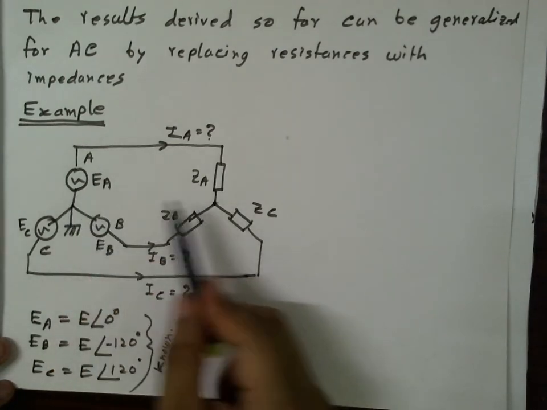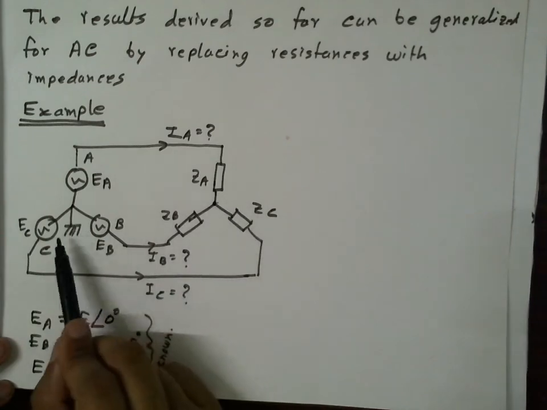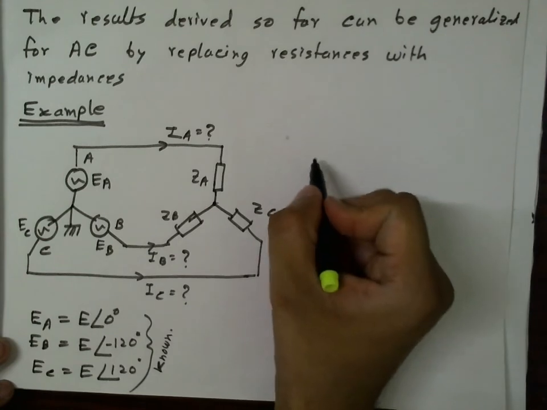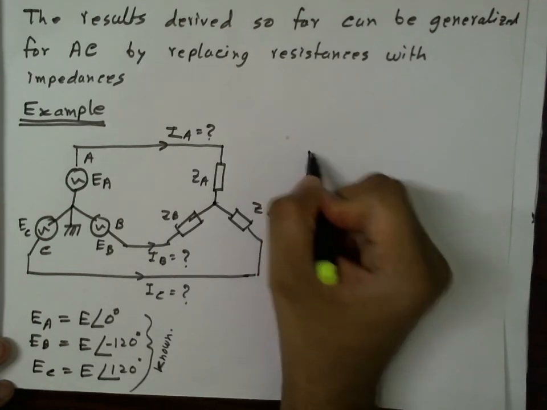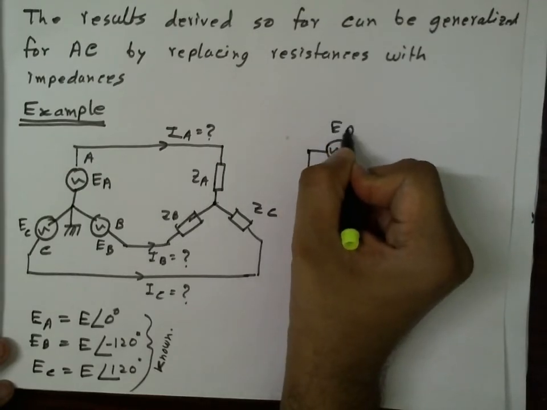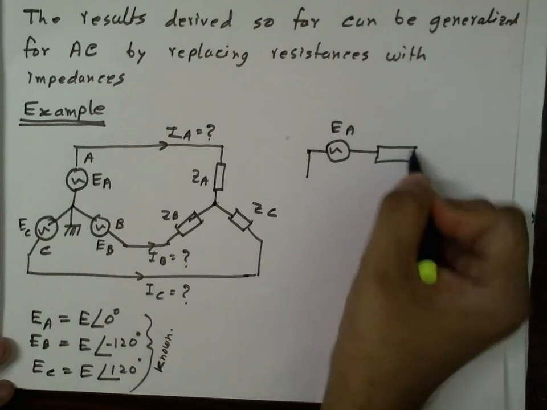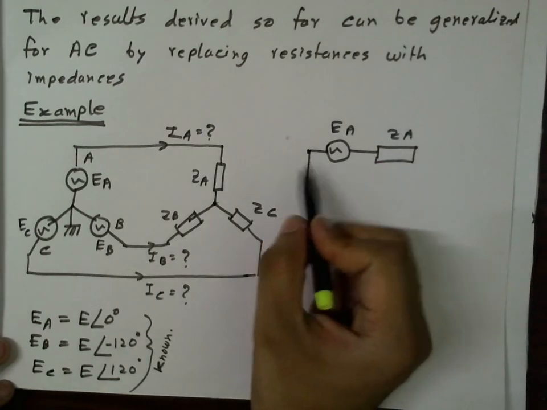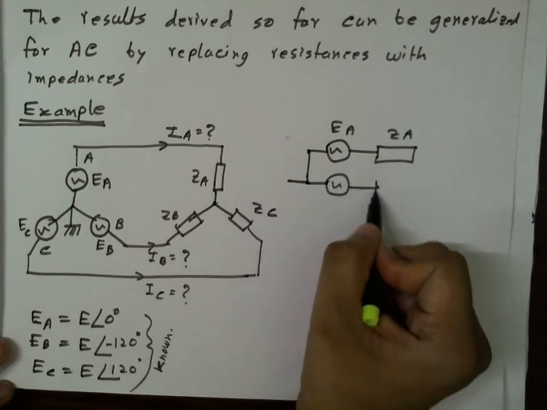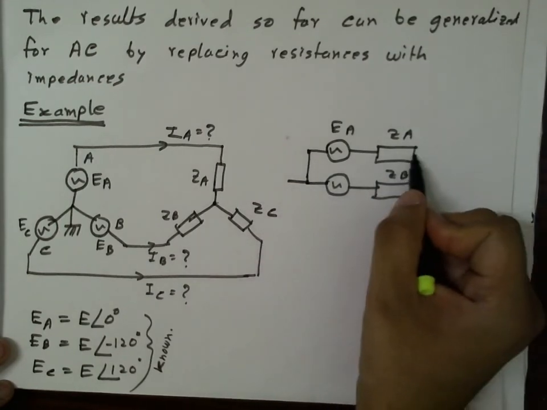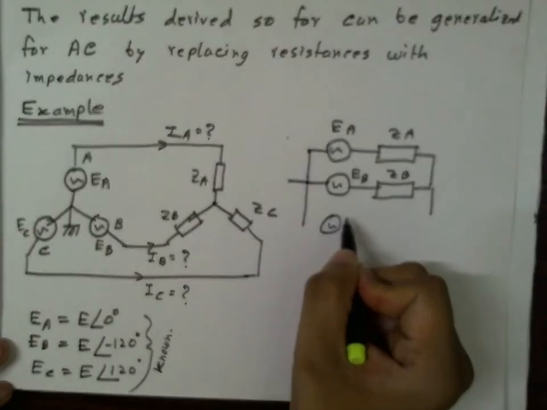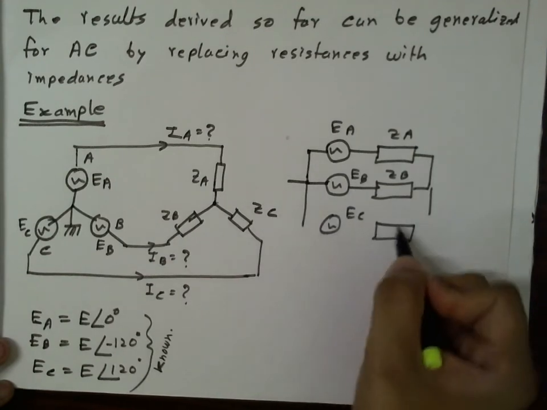Now let's consider this EA together with ZA, EB together with ZB, and EC together with ZC. So let me just redraw this slightly differently. So EA, ZA, then here I have EB and ZB, and EC and ZC.